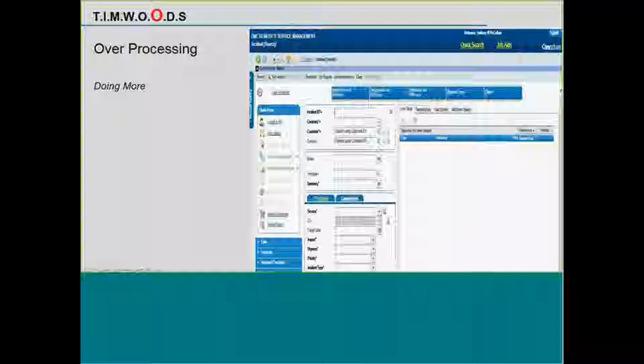The next O in Tim Woods is overprocessing. Overprocessing is working on a product or service outside of the expectations of the customer. When a customer orders a product or a service, they have an idea. They have a concept. They know what they want and what they're looking for. At least they have some roundabout idea.